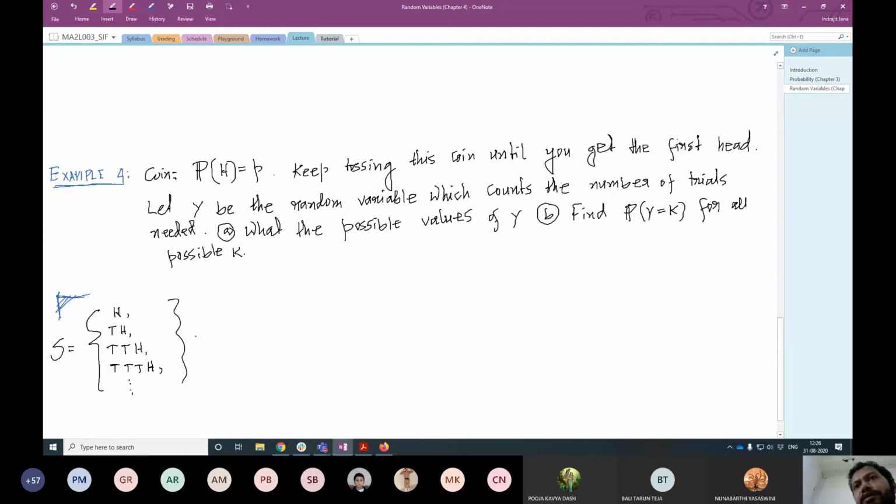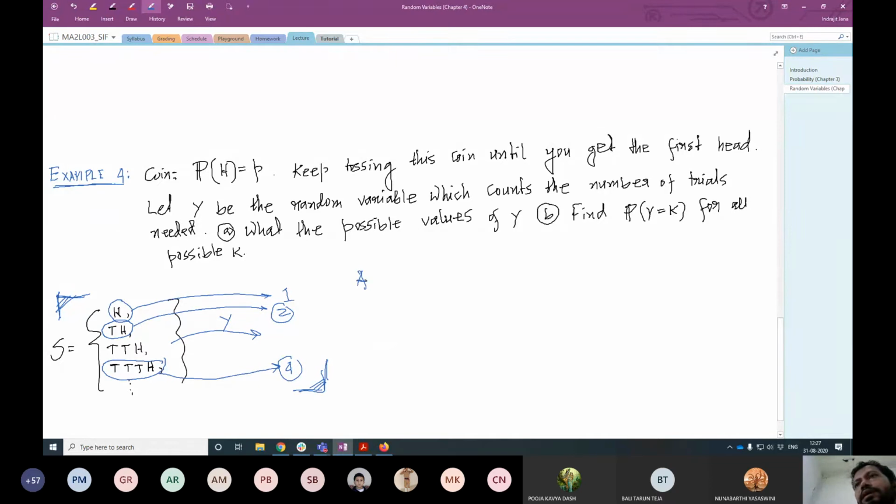What does Y do? If you get a head in the first trial, the number of trials you needed to achieve that is 1. You got success in the first trial itself. But if you get a head in the second trial, then the number of trials you did is 2, and so on. For the last one, you see, this is 4. The number of trials needed to achieve this is 4. So this is what Y is doing. Y is keeping track of how many times you flip the coin to get that head.